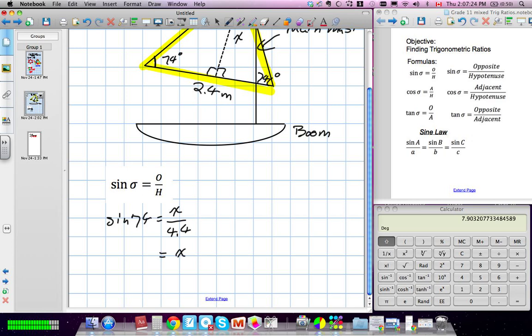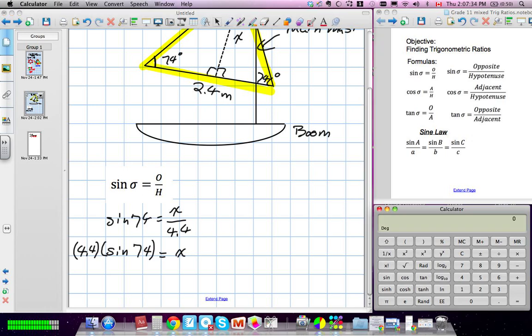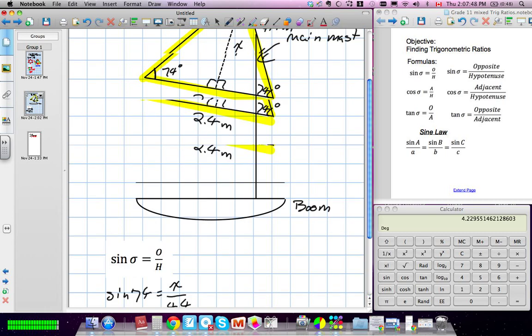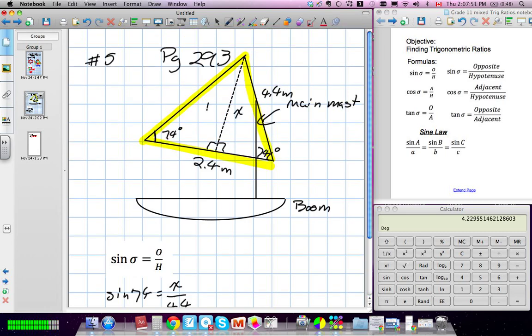To isolate x, we've got to move 4.4 to the other side, and we'll have to multiply by sine 74. So we'll type that in our calculator. Sine 74 times 4.4 gives us 4.2. So the height of this mainsail is 4.2 meters.